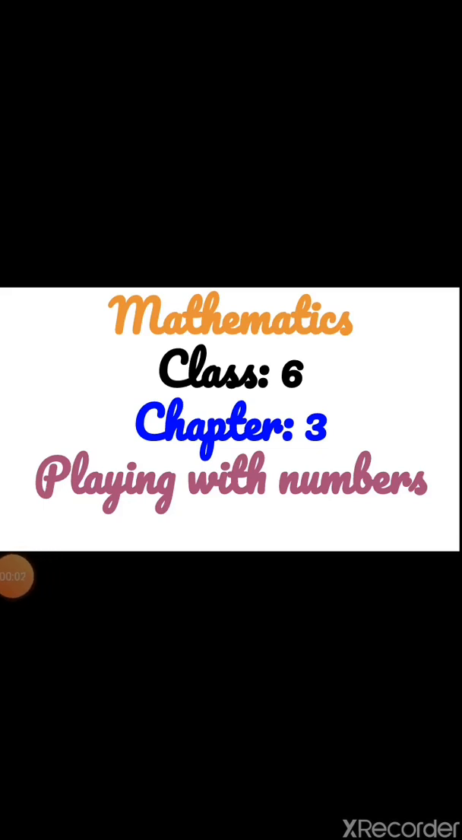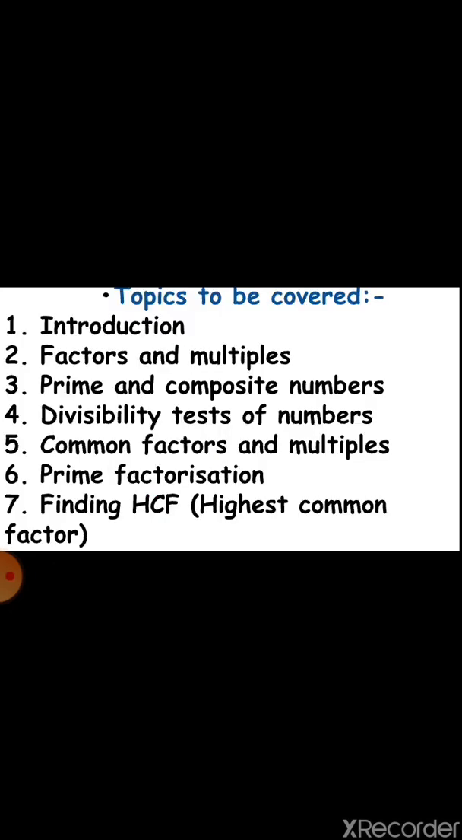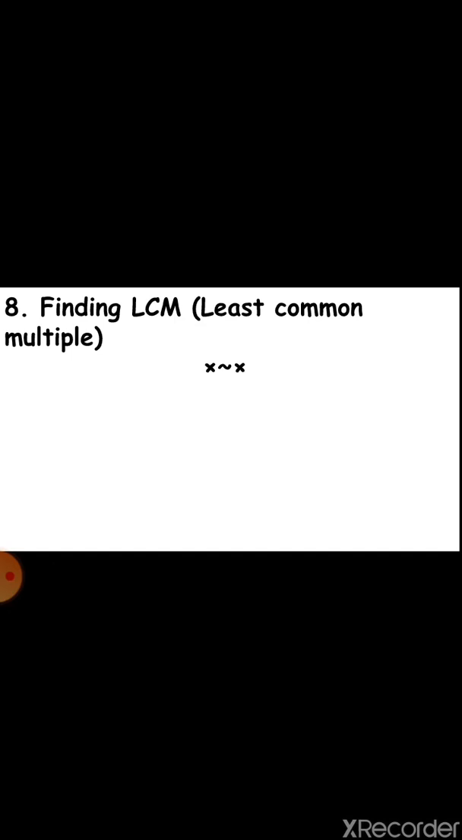Hello students, today we are going to start chapter number 3 from your NCERT book Playing with Numbers. Topics to be covered in this chapter are: first, introduction; second, factors and multiples; third, prime and composite numbers; fourth, divisibility tests of numbers; fifth, common factors and multiples; sixth, prime factorization; seventh, finding HCF, that is highest common factor; and last one is finding LCM, that is least common multiple.